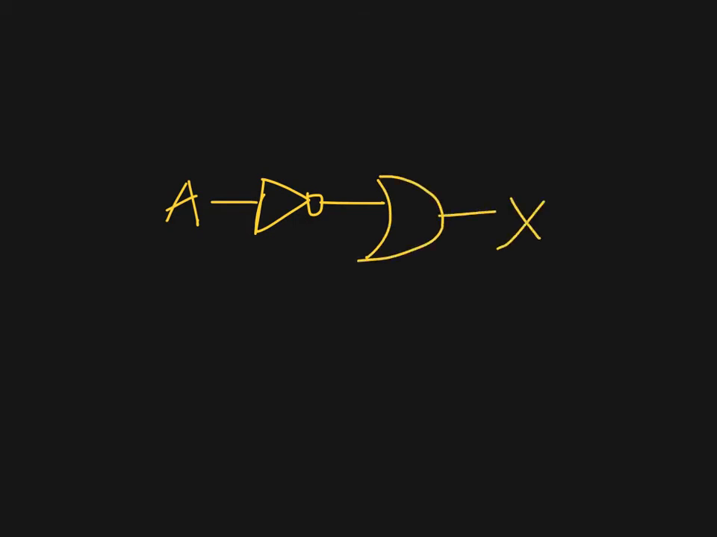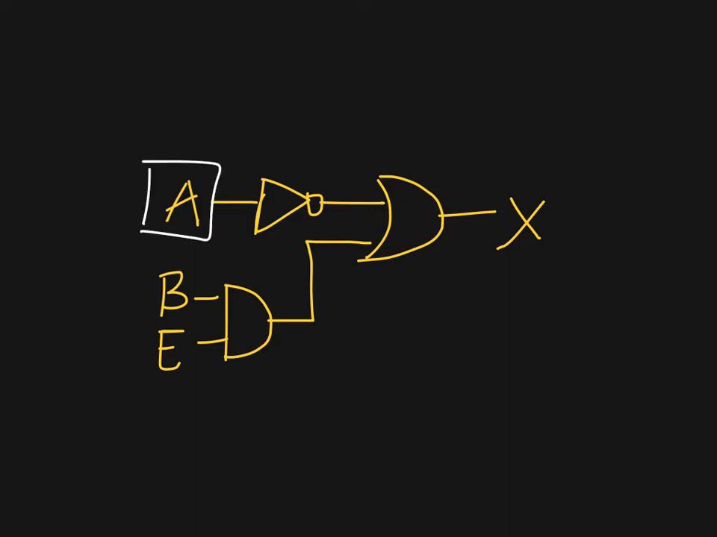I've got A. The drawing is it goes into a NOT, then goes into an OR, and that gives me my output. I have a B and an E, and they both go into an AND gate, and then they go into the OR. So how do I translate that into Boolean? Well, let's start with the A and see what we do. What we clearly do is we put a NOT on it. So we've got A with a NOT.